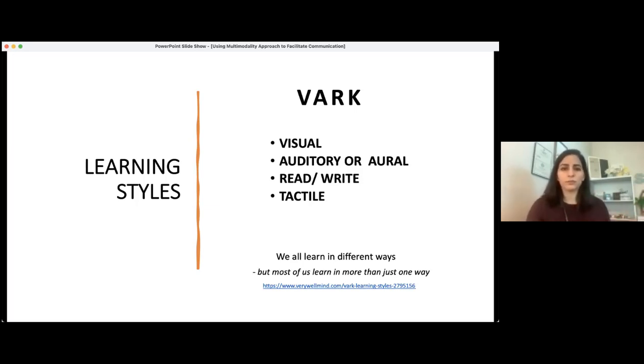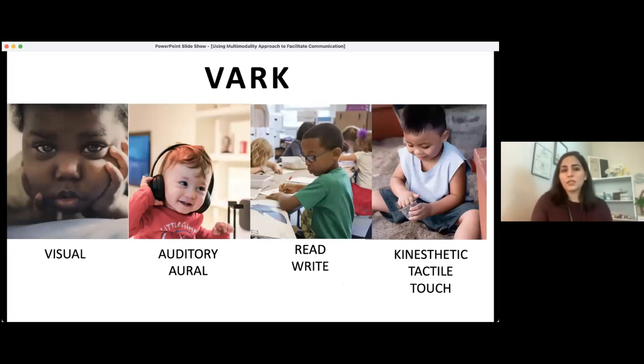But mostly in our special needs industry, we use more of the tactile, so I went ahead and put that. We all learn in different ways, but it's not just one way. Most of us learn in more than just one way. There is a combination of ways in which we receive information or give information or present information.